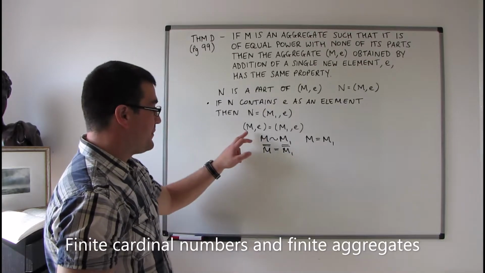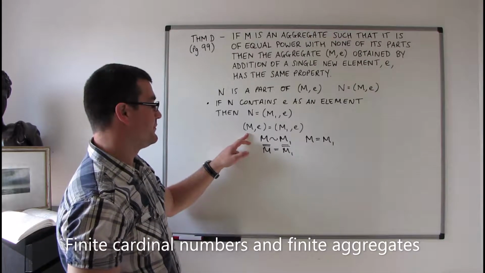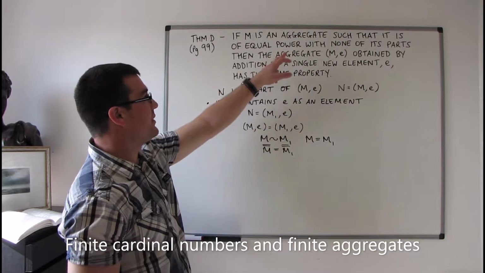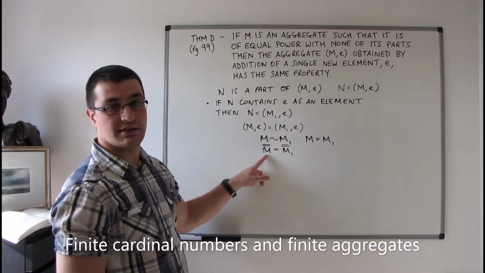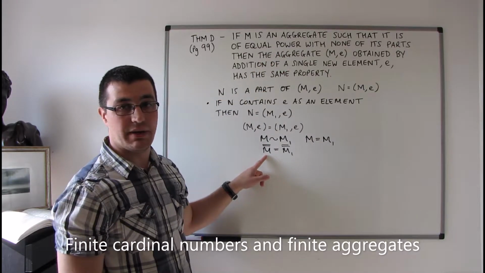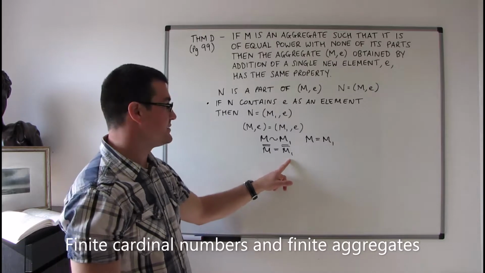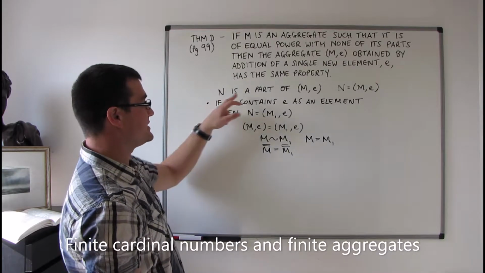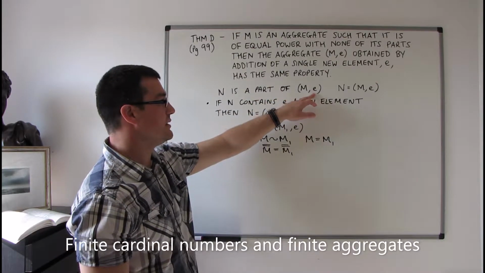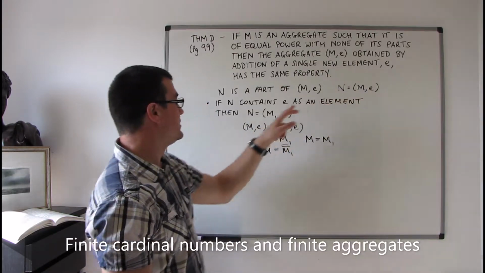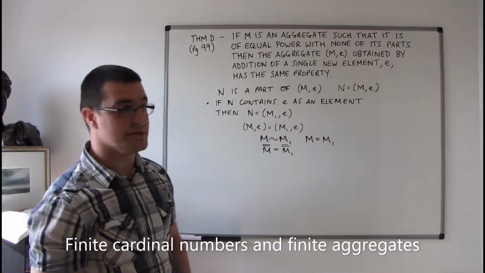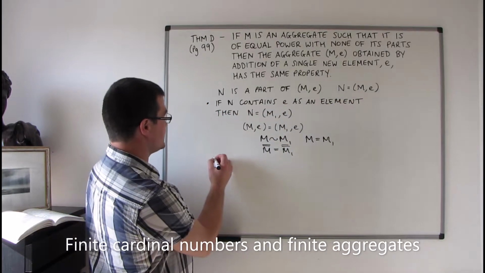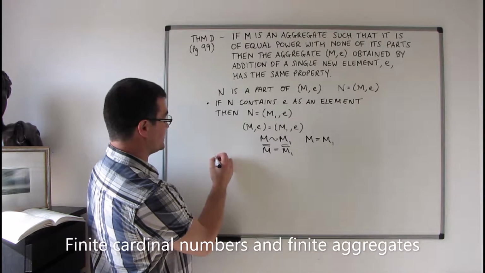But M1 must be a part of M. So this contradicts the hypothesis that M is not equal in power to any of its parts. So it can't be that N is a part of ME of equal power with ME and containing the element E. So that's the first case, the first contradiction.